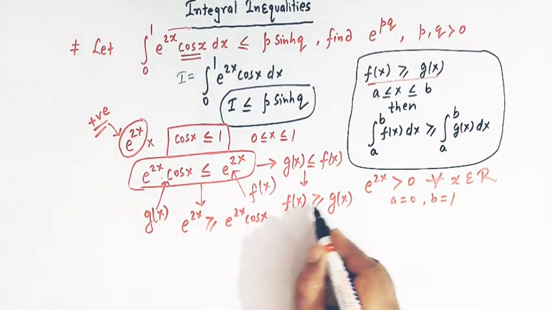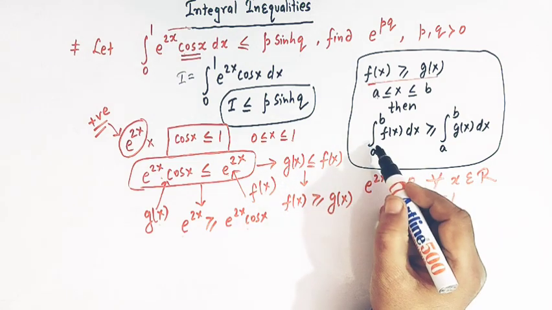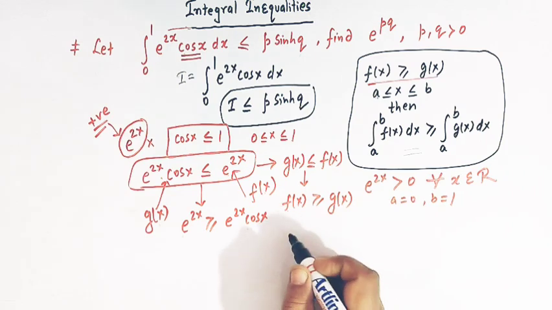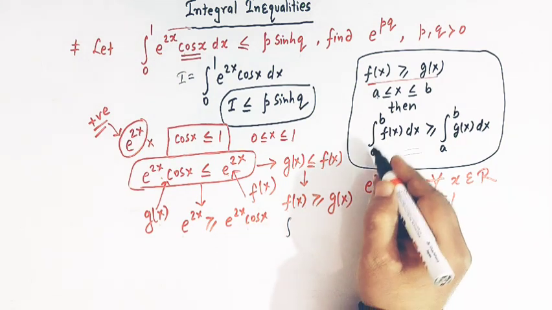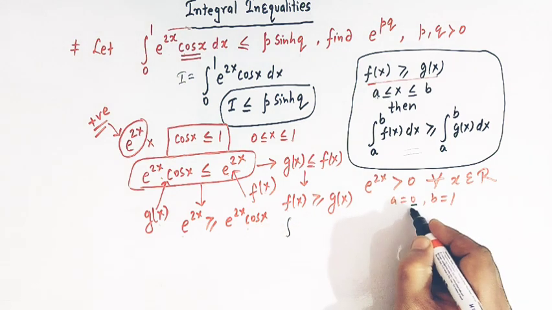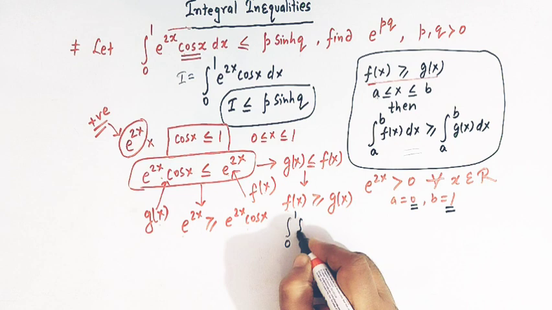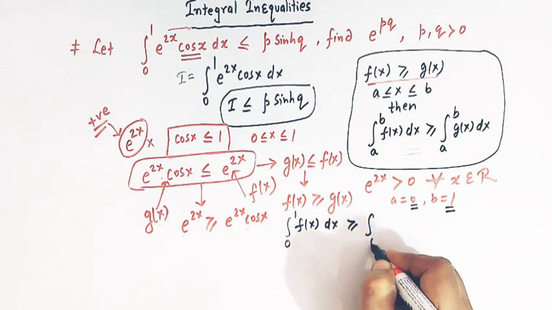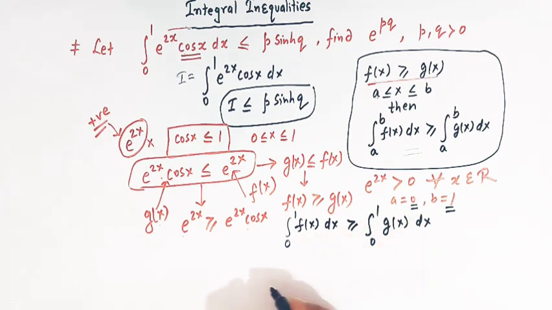So now we have f(x) greater than or equal to g(x). So we can now apply this inequality, that is the integral of f(x) from a to b. So here we have a = 0, b = 1. So we have the integral from 0 to 1 of f(x) dx should be greater than or equal to the integral from 0 to 1 of g(x) dx, right?